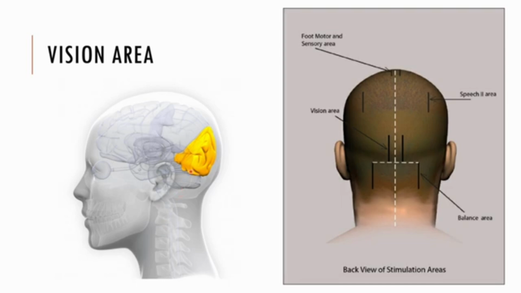The vision area is located over the occipital lobe on the posterior aspect of the head. It starts on a horizontal line at the level of the occipital protuberance. The vision area starts at a point 1 centimeter lateral to the occipital protuberance and runs upward for 4 centimeters, parallel to the anterior-posterior line.